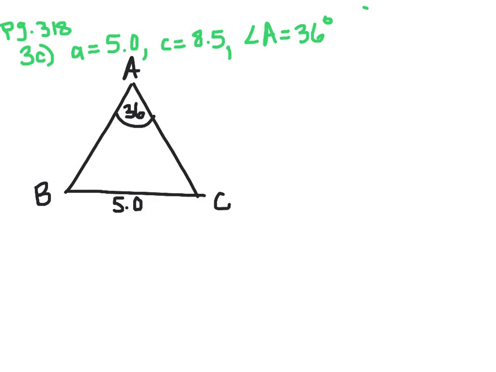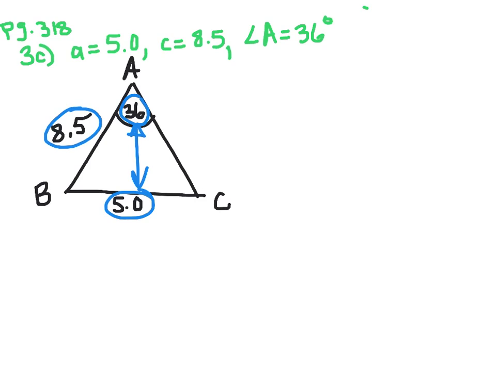And across from big C is little c, which is 8.5 centimeters. Now, how am I going to solve this triangle here? Well, if I take a look at the triangle, there's no 90 degrees here. So the only way I'm going to solve this, if I'm given two side lengths and I'm given an angle that is opposite one of the side lengths, clearly I'm going to use the sine law. In this case, I'm going to use the sine law.